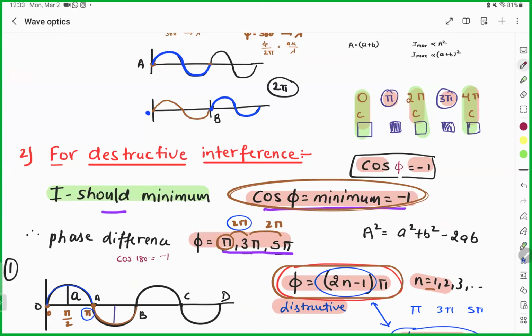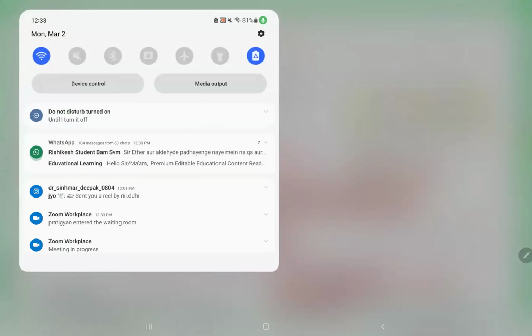Okay, then cos 3 pi. 3 pi means cos 540. It is the same as pi, and it will be equal to -1, because we are talking about the minimum value, destructive interference.